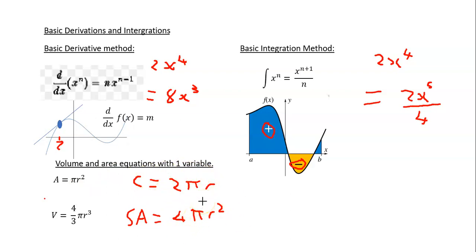But just remember that this only works for areas and volumes with one variable. So we can't do things like areas of rectangles or areas of triangles, because they have more than one variable. They have the length and the base, or the length and the height, or the base and the height. So that's more than one variable, and we have to use more complicated integration and derivative methods to do that. I hope that was a good explanation of what this was about.